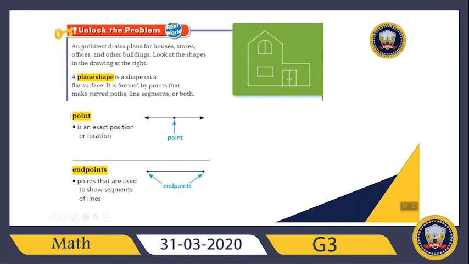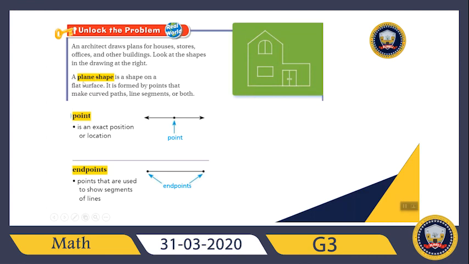It says an architect draws plans for houses, stores, offices, and other buildings. Look at the shapes in the drawing at the right. Well, this is a plan, but look at these sides, these shapes inside this plan. What are they? How can we draw them? What is the name of these sides?